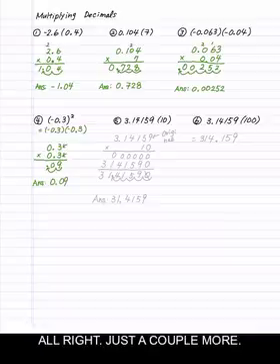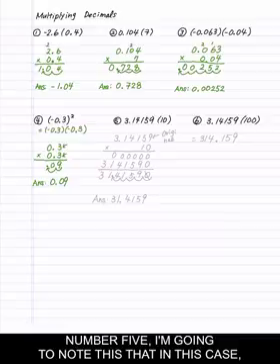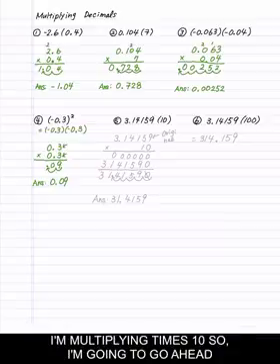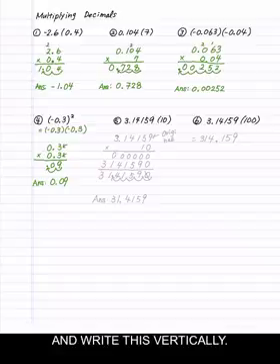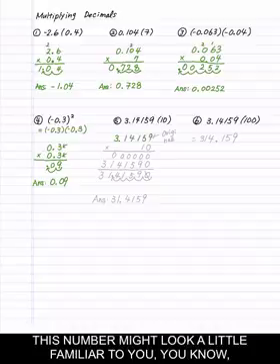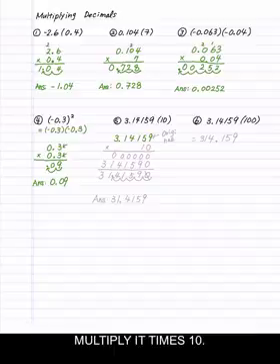All right, just a couple more. Number 5, I'm going to notice that in this case, I'm multiplying times 10. So I'm going to go ahead and write this vertically. This number might look a little familiar to you. And I'll multiply it times 10.